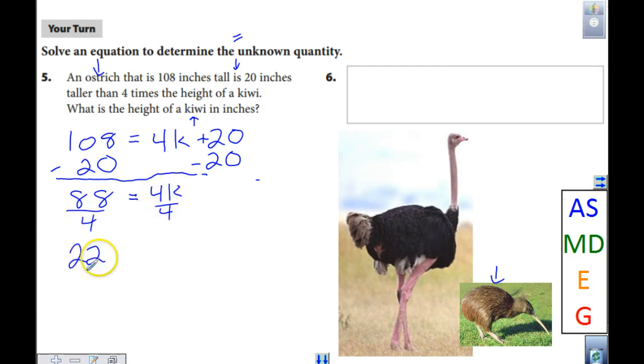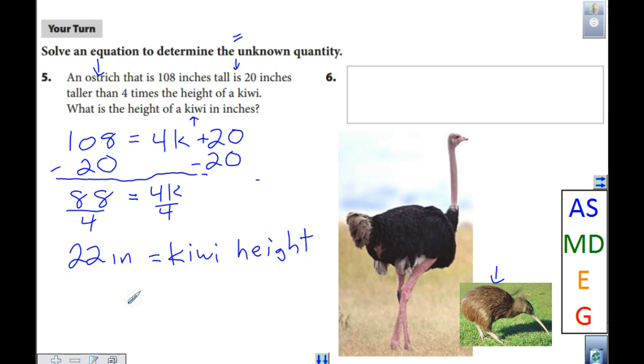Ah, yes, 22, make sure you put the units, and that's K. And remember, K is just an abbreviation, which means the kiwi's height. So if you had to write a sentence, you say, the height of the kiwi is 22 inches. Like, sum it all up.